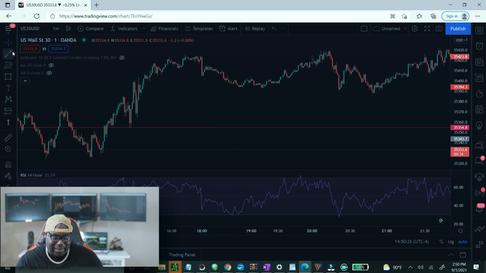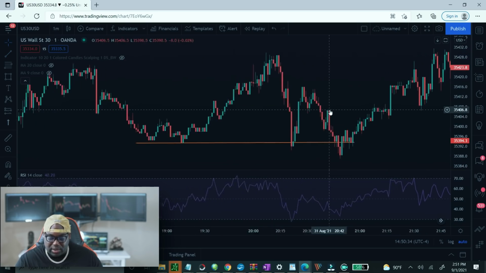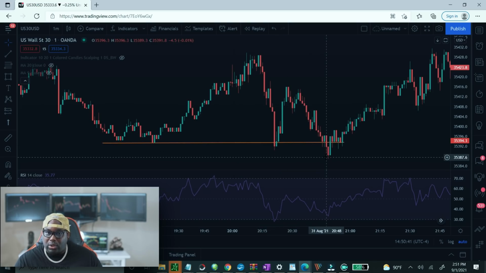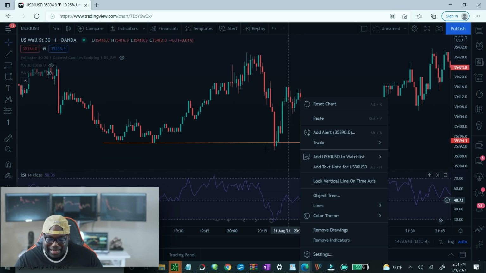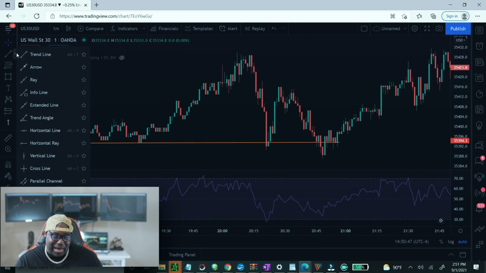We have, okay, support right here. So notice how we have support right here. The market is holding up that support. Now, I want you guys to see. Let me zoom in real quick, okay? The market bounced, it came back, and it made a lower low, right? So look at the RSI. The RSI is actually making a higher low.